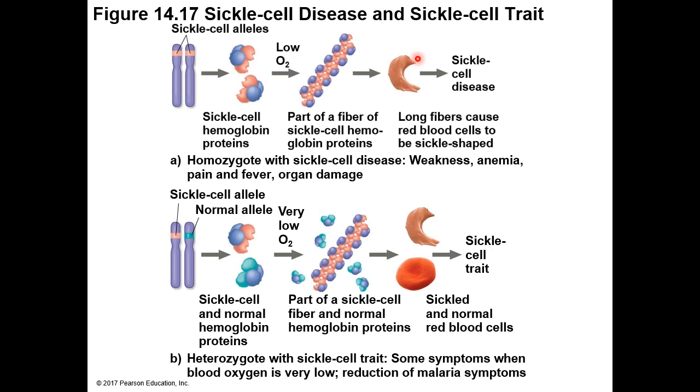The mutation and the change in the hemoglobin protein shape is going to cause a change in the shape of the red blood cell from a round red blood cell to a sickle-shaped red blood cell. This is going to cause systemic events. It's going to cause several symptoms throughout your body, which is, as we saw earlier, an example of pleiotropy.